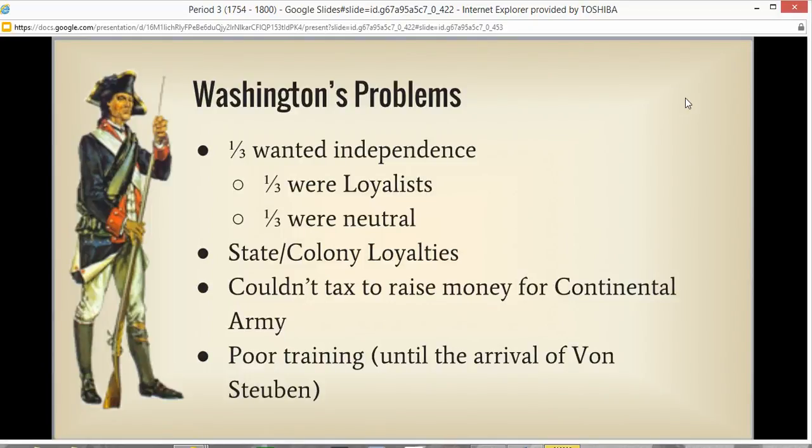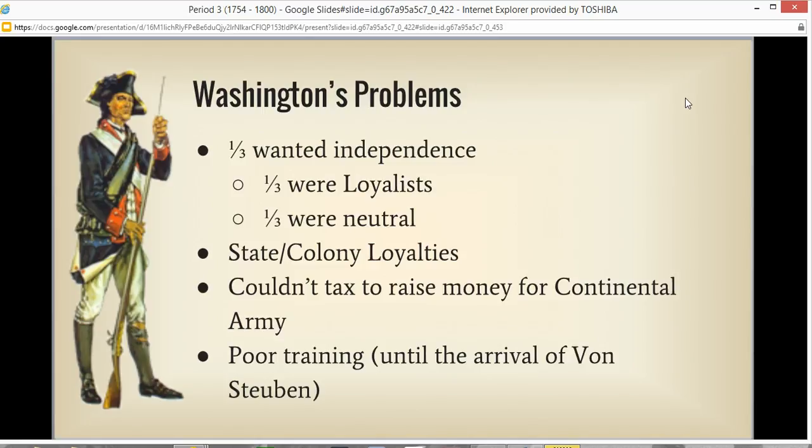All right, so they're going to have to get creative and hopefully form some kind of alliance in order to make sure that the troops have the materials and the resources that they need. And also, the troops are very poorly trained. I mean, they will be poorly trained until the arrival of von Steuben.